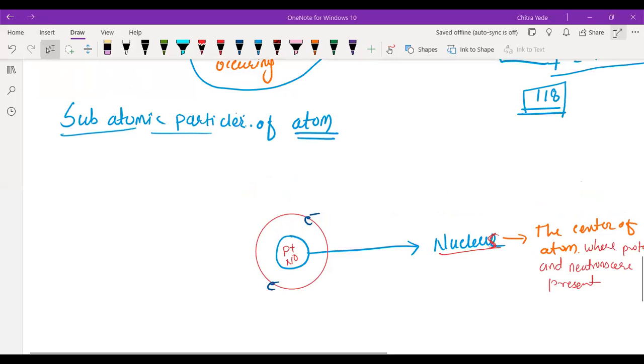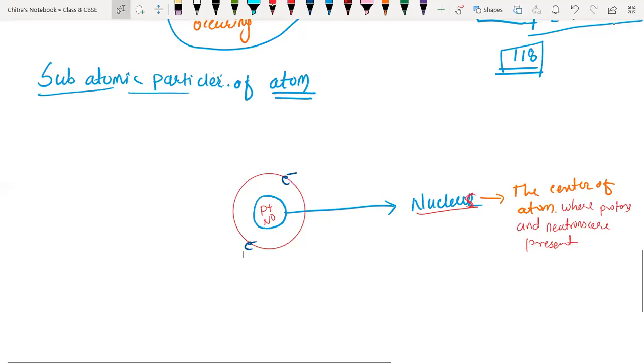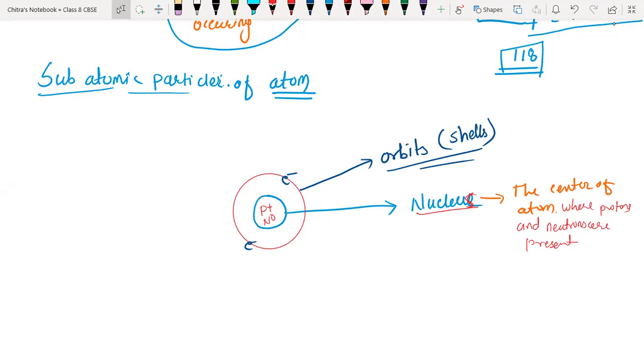Okay, so here we have what is called the nucleus, and here we have the different paths. These paths are at fixed distances from the nucleus and are called orbits, or they are also called shells. Shells are nothing but the paths where electrons are revolving continuously around the nucleus.